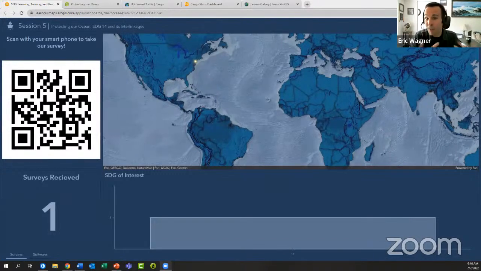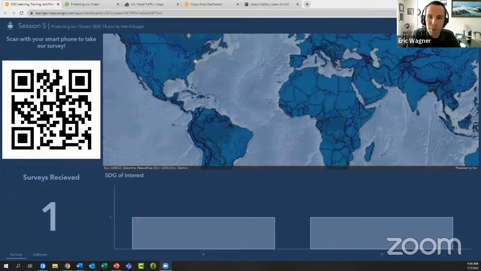Now, I work for Esri, but I'm curious if anyone's using any of the different mapping platforms out there to solve any of their SDG challenges. So again, you can scan the QR code there, just 3 quick questions, or click on the link that I threw in the chat just a couple moments ago.